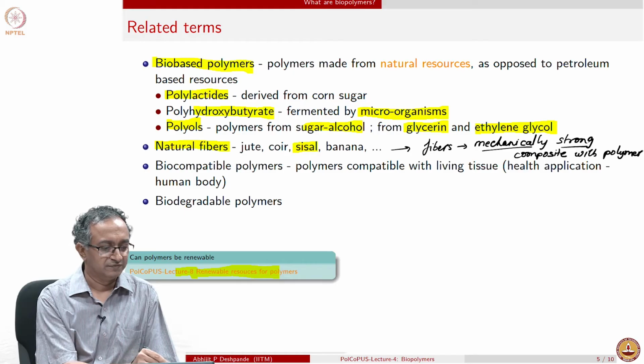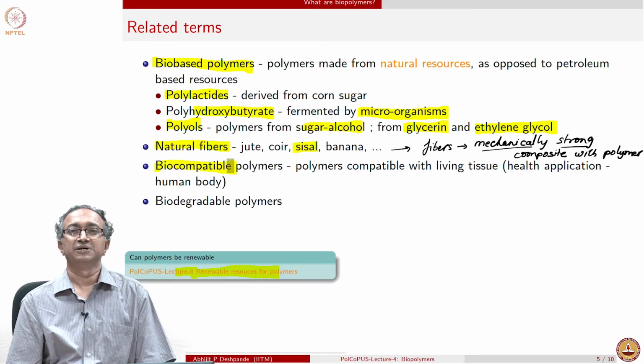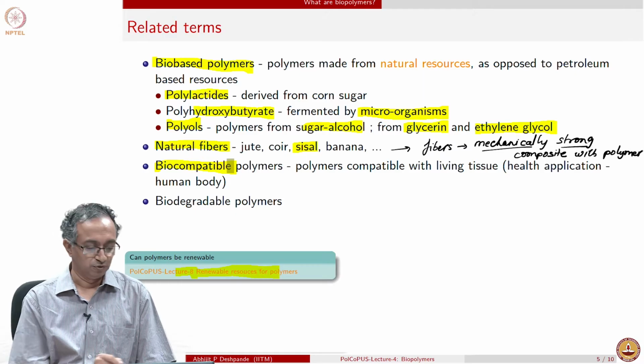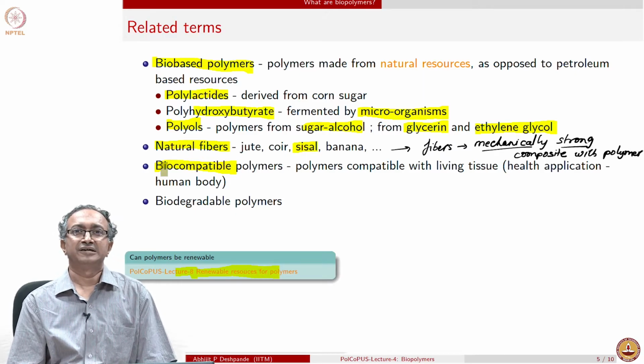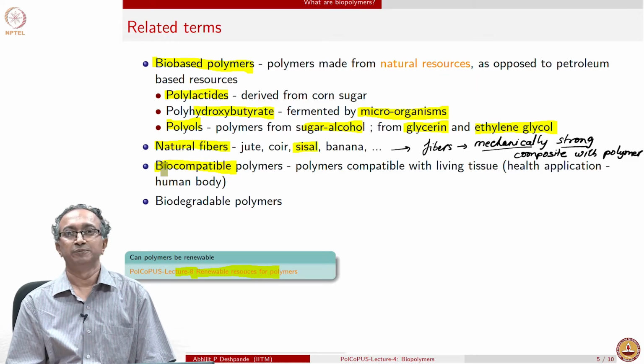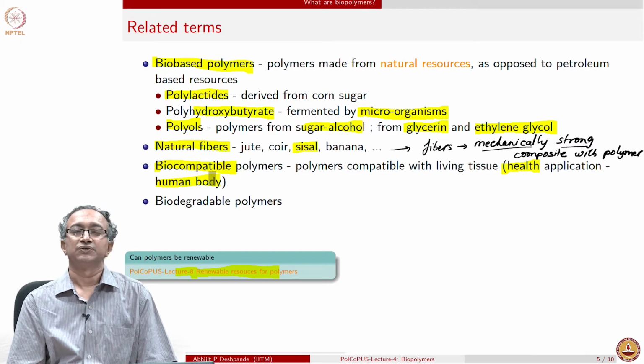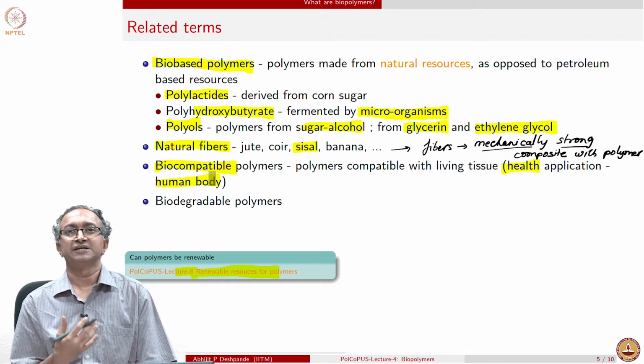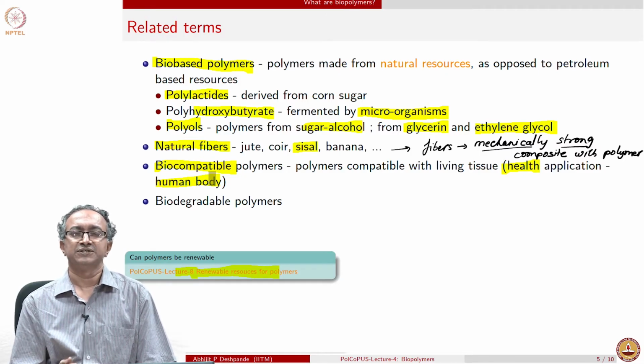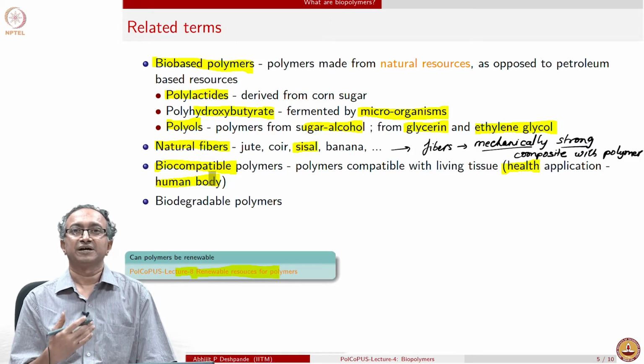One other phrase which is used is biocompatible polymers. These are very different notions, though bio is common to all of this. Biocompatibility usually implies compatibility with human beings. So, the application here is in health or biomedical, within the human body. Several classes of synthetic polymers are also biocompatible. Many materials which are used in medical implants need not be just natural polymers or bio-based polymers, they can be synthetic polymers also. There the requirement is that the tissue in our body has to be compatible with whatever foreign materials we are implanting.